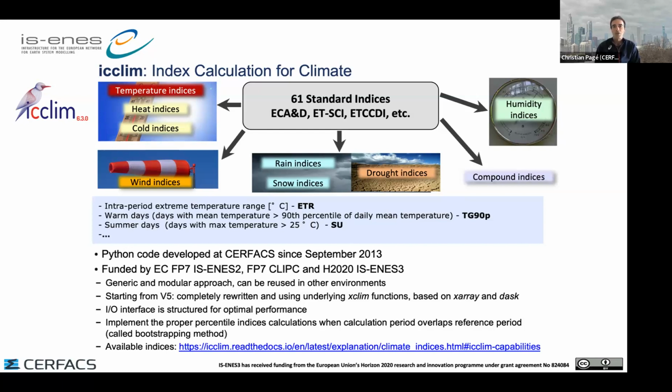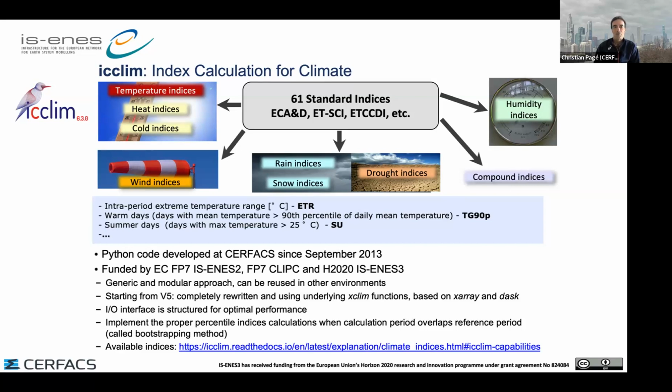The climate indices can be categorized given the variable they are using to be calculated. For example, we have climate indices based on temperature, so heat and cold climate indices. We have wind indices, also those related to precipitation, so rain, snow, and drought, and also humidity based. And some climate indices are combining several input variables.